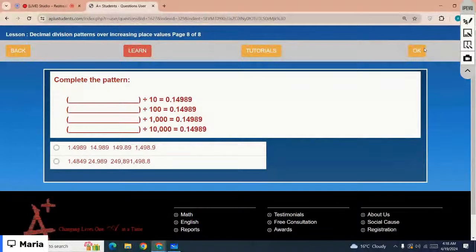That's again, option number one is the correct option. Okay, we are done with the lesson. Let's just move on to the next lesson.